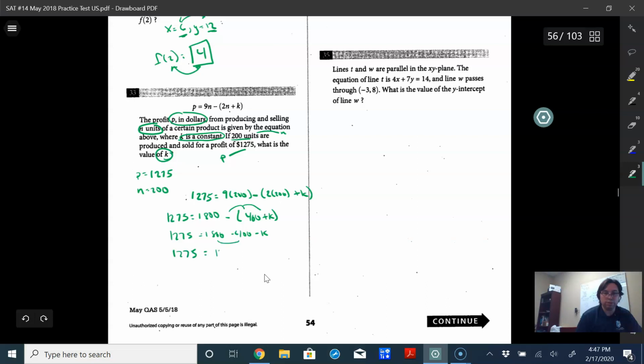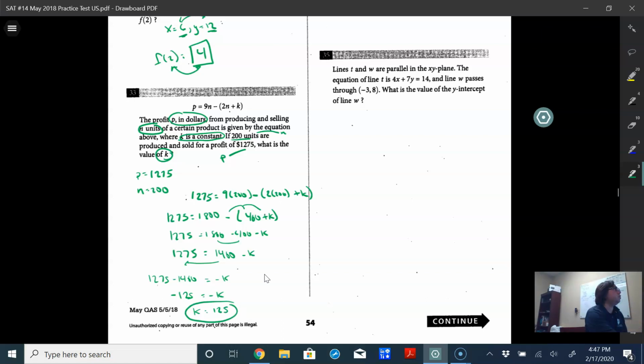Combine like terms, so 1400 minus k. Move this over here. So now you have 1275 minus 1400 equals negative k. And so then you get negative 125 equals negative k, and then you move the negatives, and we get that k equals 125. And there is our answer choice for number 33.